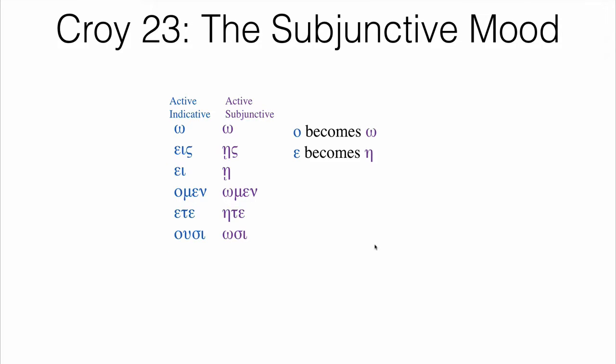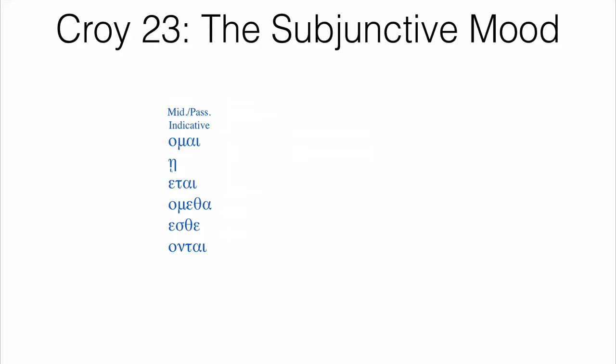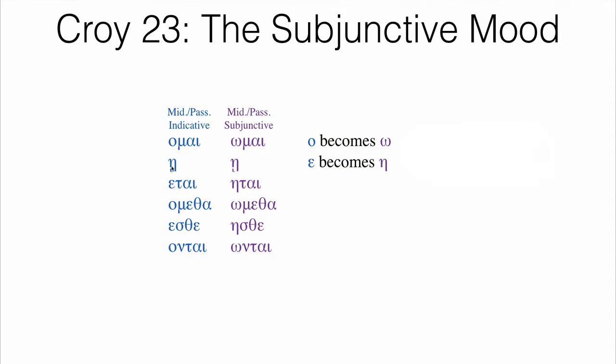These long connecting vowels are even easier to see in the middle passive forms. Here are the indicative middle passive endings. And here are the subjunctive middle passive endings, where in each case you can see the omicron connecting vowel expanded to the omega, epsilon to eta, and so on.